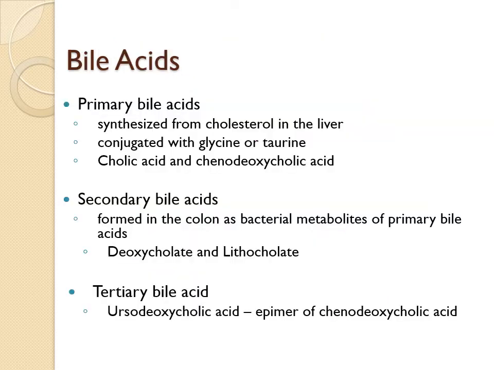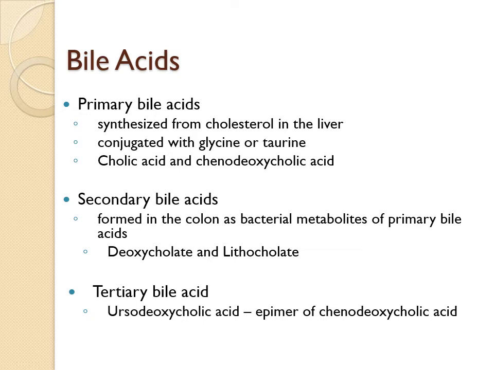There are three types of bile acids found in the body. The primary bile acids are synthesized from cholesterol in the liver. They are conjugated with glycine or taurine. And the primary bile acids are your cholic acid and chenodeoxycholic acid.